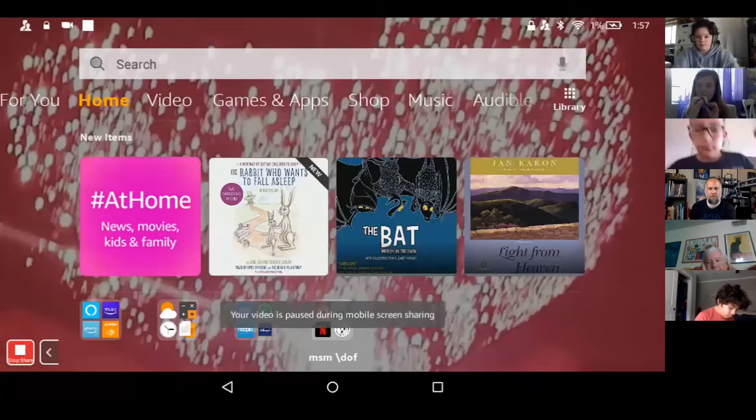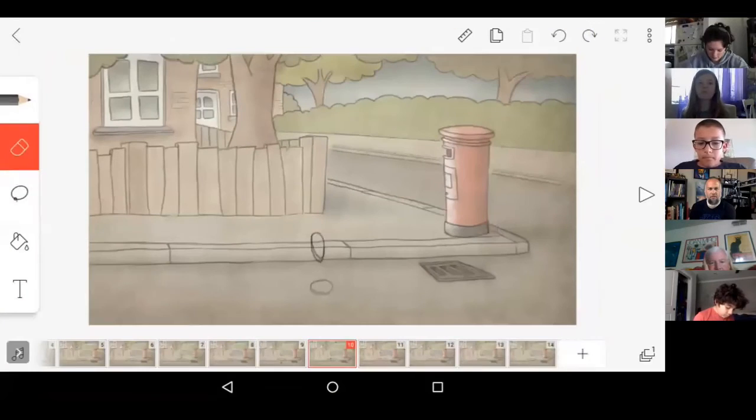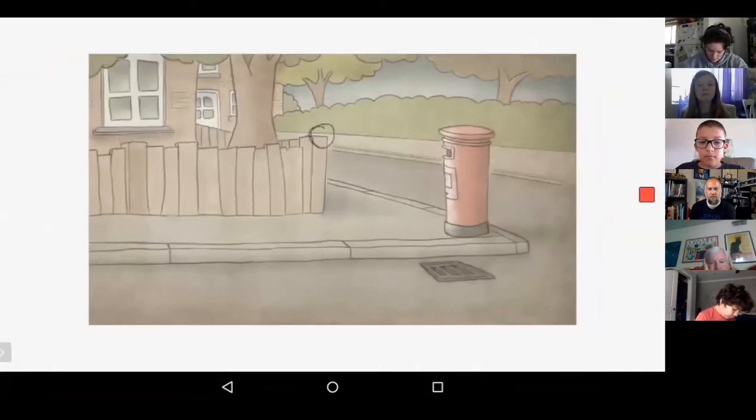So I did it on Flip a Clip. I'm going to share my screen because it's on this device. Okay. Look at that. You even got it grounded in a background. Well done. I dig that, man.